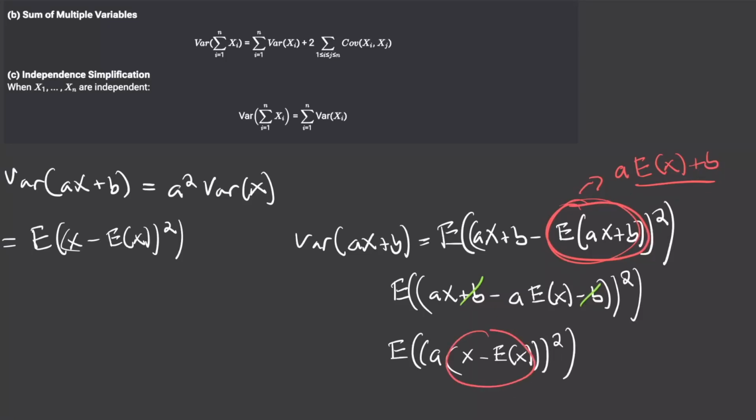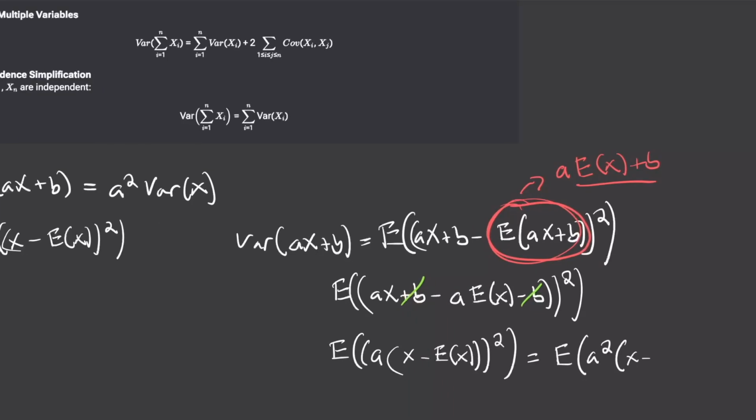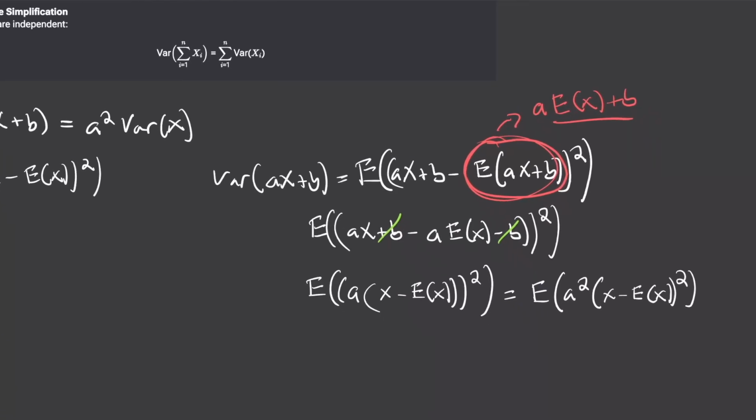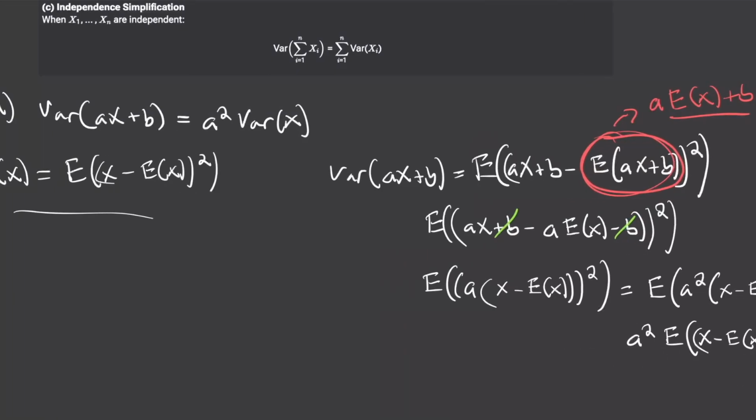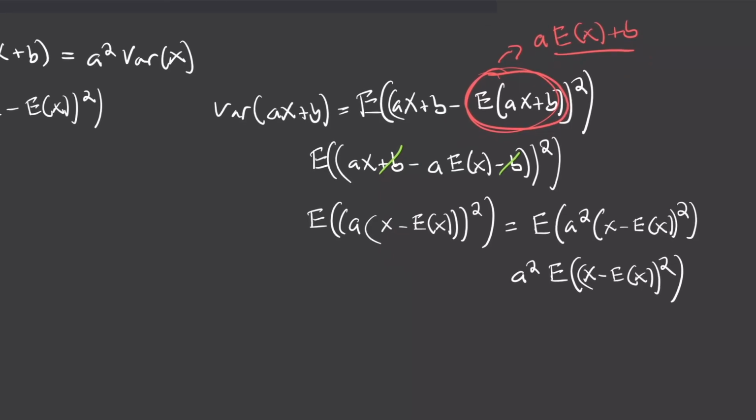So we're multiplying these two terms inside of my square, so when we rewrite it, this whole term is going to be the expected value of a squared times x minus the expected value of x, with all of that squared. And then again, linearity of expectation here, we can just pull the a squared out. This is just going to be equal to a squared times the expected value of x minus the expected value of x, where all of that is squared on the inside. And then this right here is just the definition of the variance of x, remember? This is just the definition. So basically this is just going to be equal to a squared times the variance of x, which is exactly what we were trying to show.